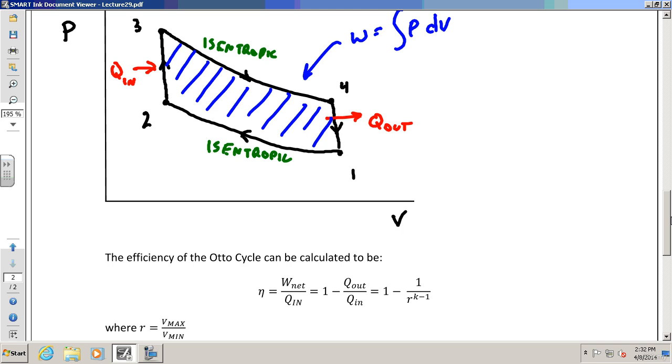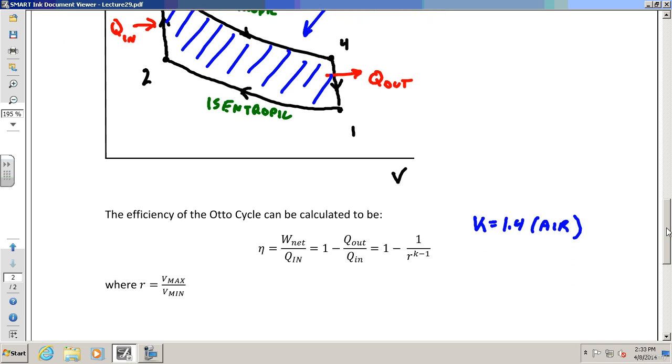So you can easily show for any heat engine that efficiency is equal to 1 minus the Q out divided by the Q in. But here's the really interesting implication. It's equal to 1 minus 1 over R to the K minus 1. Well, what does that mean? K is just your specific heat ratio, which is 1.4 for air. We're using air assumptions, so that's not that important. What's really interesting is R. R is the max volume divided by the min volume, which is better known as the compression ratio.